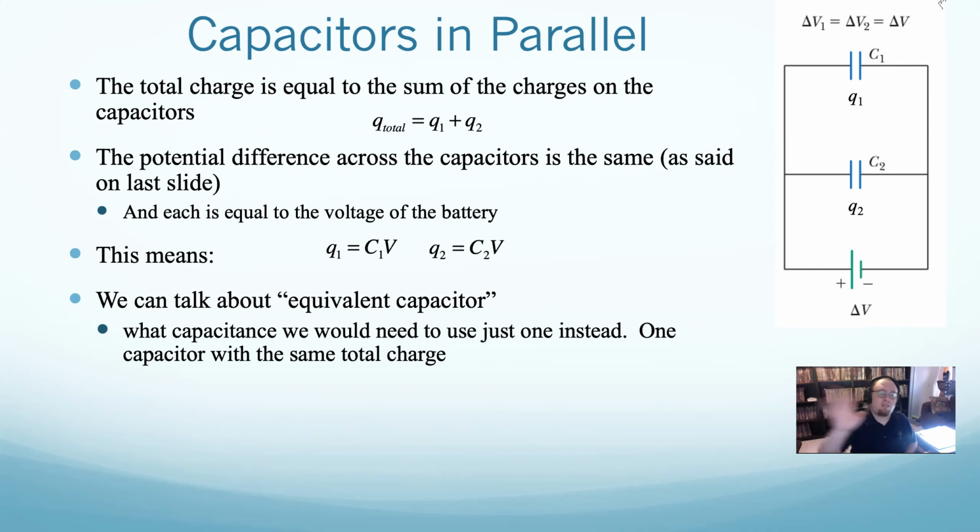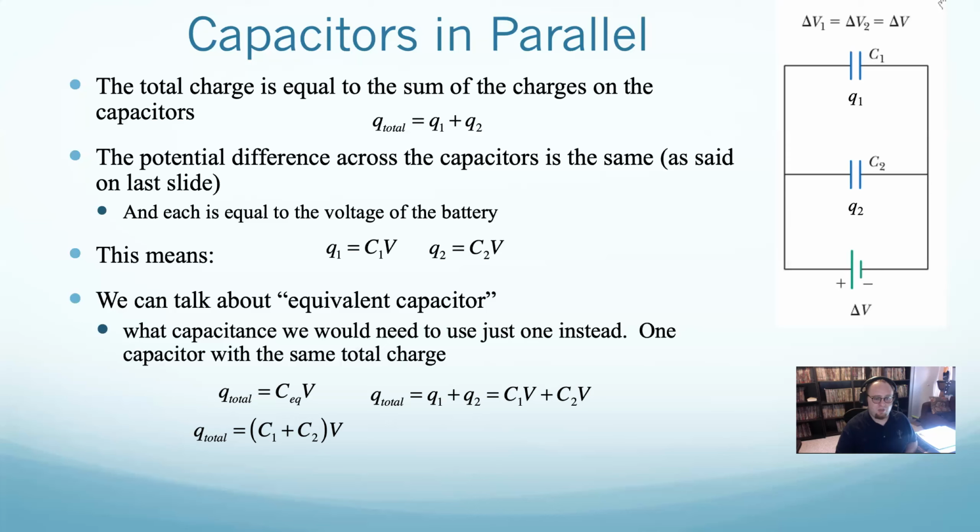If I wanted to replace this with one capacitor, I would need a capacitor that uses the same voltage V and can hold the total amount of charge, aka Q total. It would be something where Q total is C equivalent times V. But since Q total is Q1 plus Q2, which is C1V plus C2V, that means Q total can be given as so. And matching these two equations, that means the equivalent capacitance is C1 plus C2.